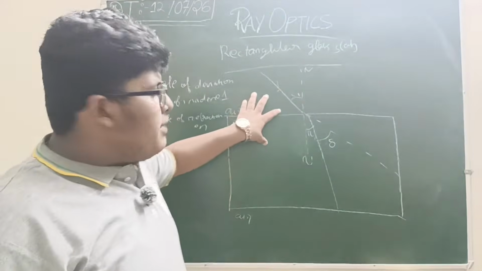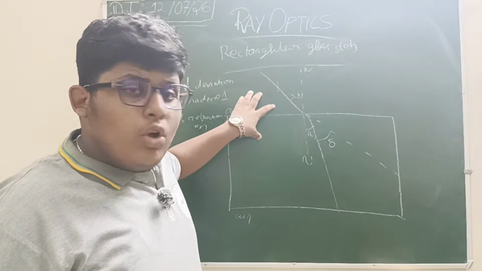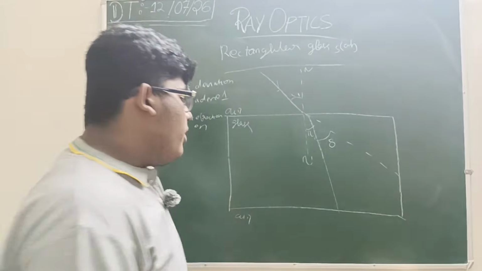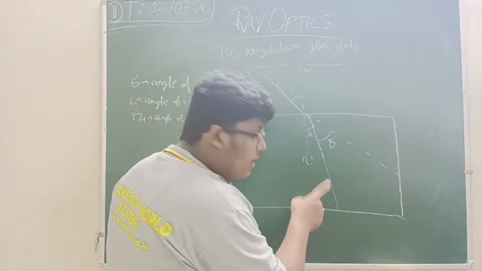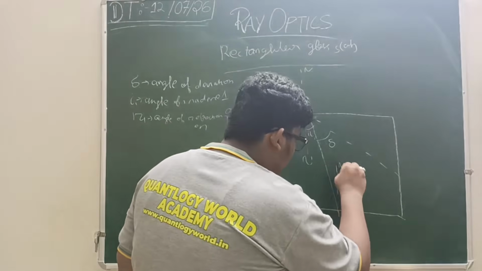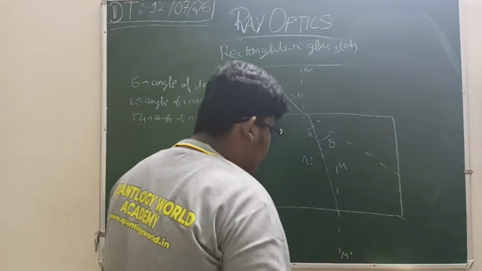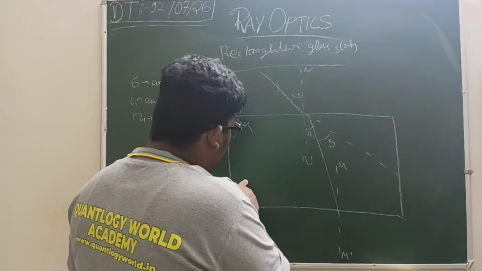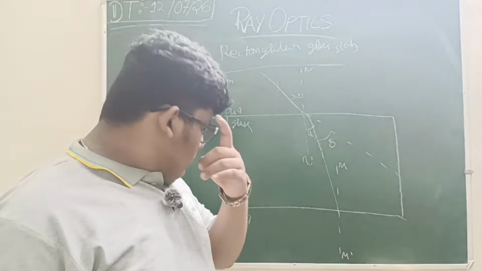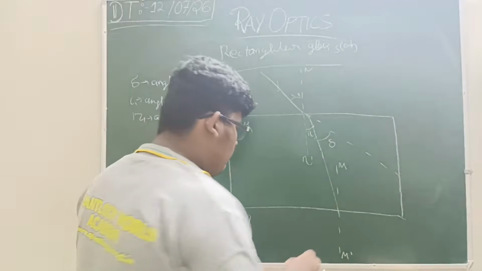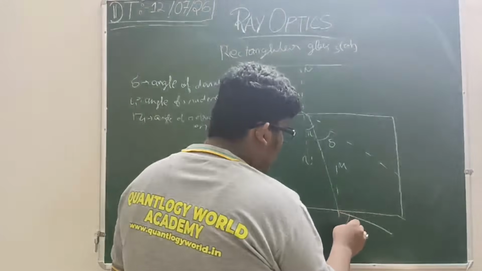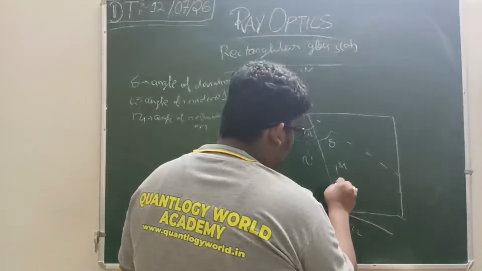First refraction occurred from air medium to glass medium. Now the second refraction will occur, that is from glass medium to air medium. So this is the incident ray for the second refraction. We will draw the normal M dash, and here the refraction will be from glass medium to air medium, that is denser medium to rarer medium. So refraction will be away from normal. This is R2, this is I2.